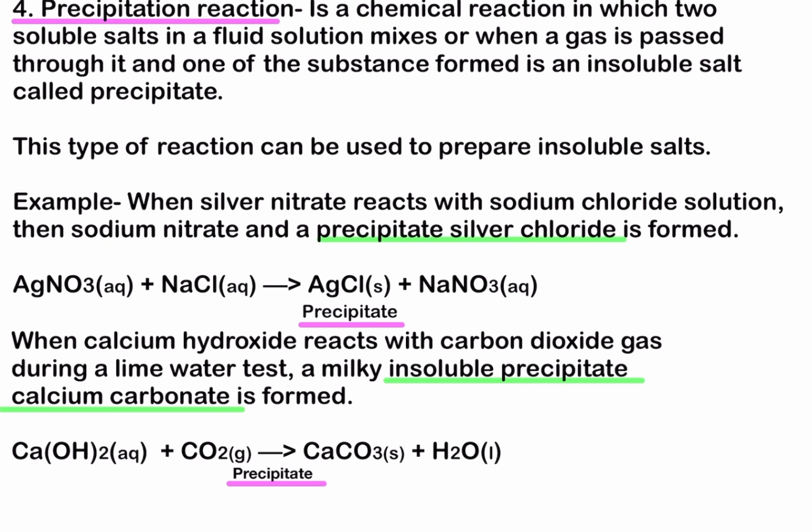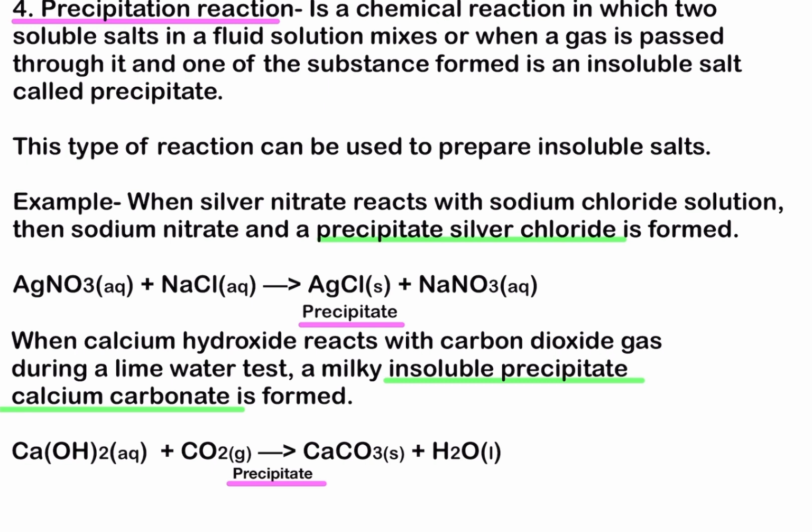Example: when silver nitrate, that is AgNO3, reacts with sodium chloride solution, then sodium nitrate and a precipitate, silver chloride, are formed. So you'll see AgNO3, which is an aqueous solution, plus NaCl, again an aqueous solution. When they react together, a precipitation reaction takes place. A precipitate is formed, that is silver chloride, and sodium nitrate. Silver chloride is the precipitate. You can see it's in a solid state.